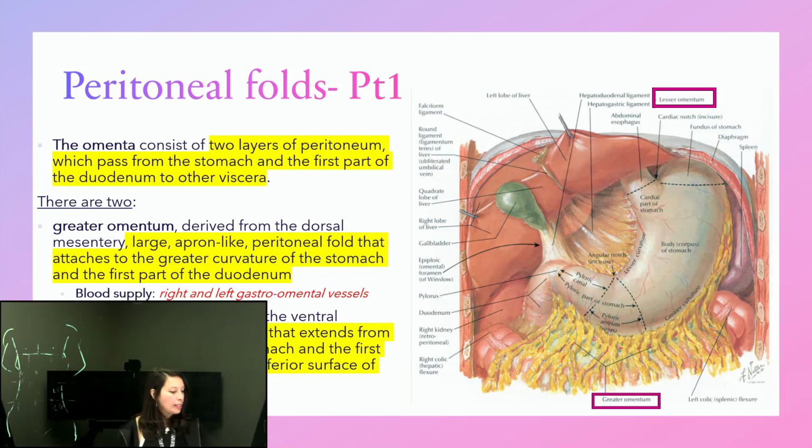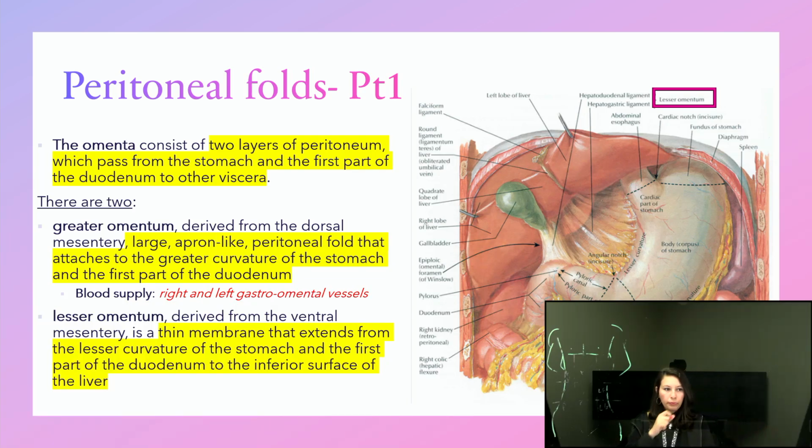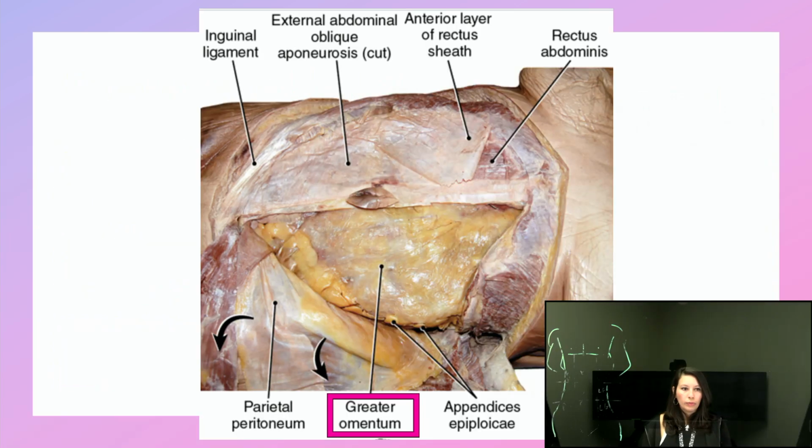And then we have the lesser omentum. This one, if you look at this picture right here, here's your lesser omentum. It's a very thin membrane that is going to extend from the lesser curvature of the stomach. So here you can see that lesser curvature. From the stomach and the first part of the duodenum to the inferior surface of the liver. And it's usually very thin. Usually in this area, when we dissect, we're definitely going to have to break through that omentum.